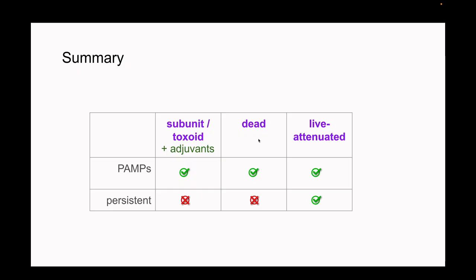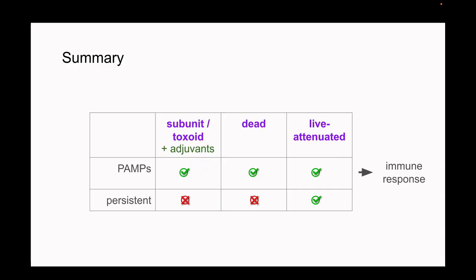For the dead vaccines, so complete organisms, or organisms broken into parts maybe, but still all components, including the PAMPs. So this is a check. And persistency, however, not, because they don't infect cells, they don't multiply. And the live-attenuated ones, finally, they have both. They have the PAMPs and they have a good level of persistency.